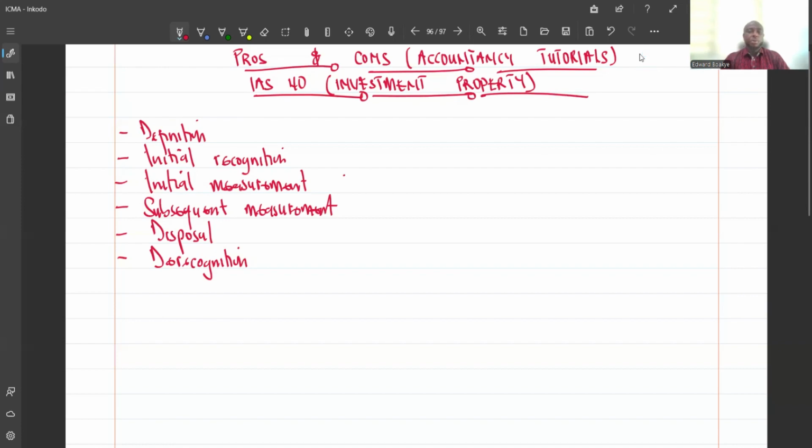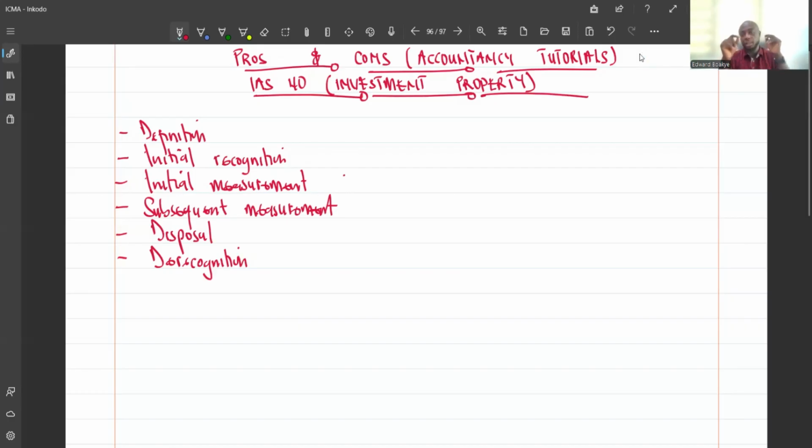The last time we met, when we were talking about the initial recognition of an asset, we said future economic benefit should be able to flow from the asset to the entity. So this is also an asset, right? So the initial recognition that goes for PPE, which is the IAS 16, is the same thing we are going to have here.